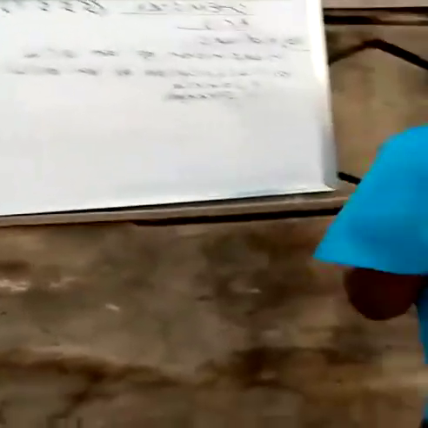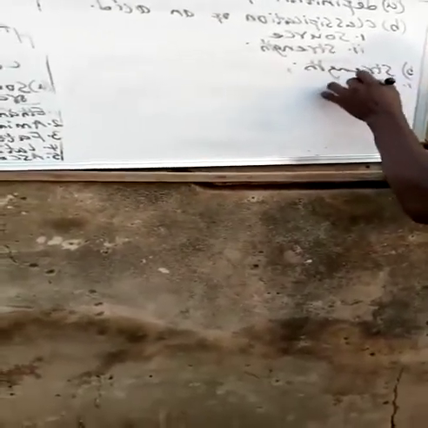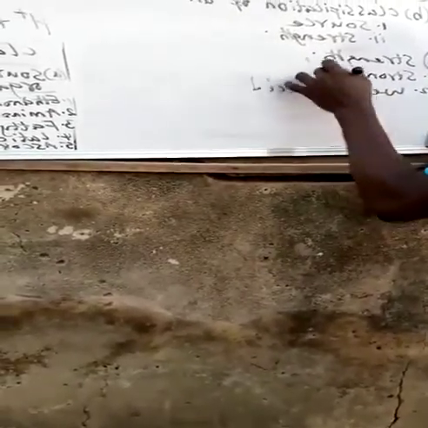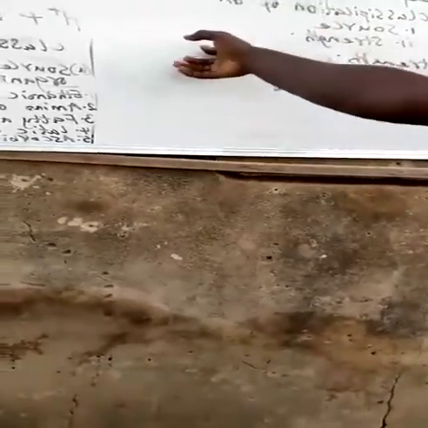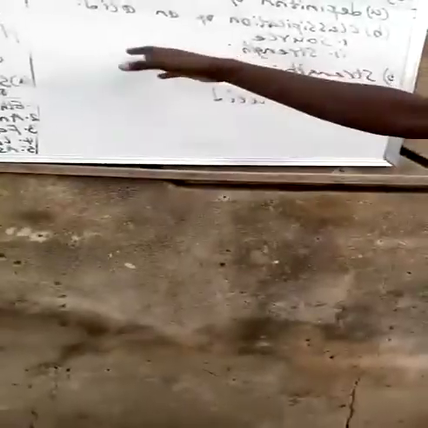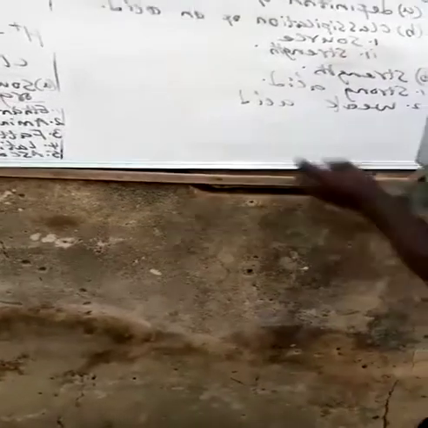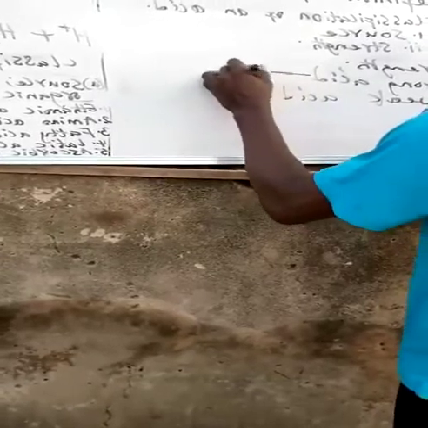Based on strength, acid is classified into strong and weak acid. You have the strong acid, you have the weak acid. The strong acids are those acids which, when ionized in water, give a higher concentration of hydrogen ion. When they dissolve or dissociate in water, they give a high concentration of hydrogen ion.